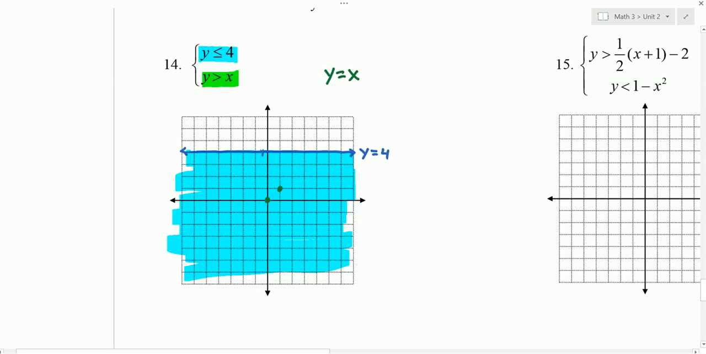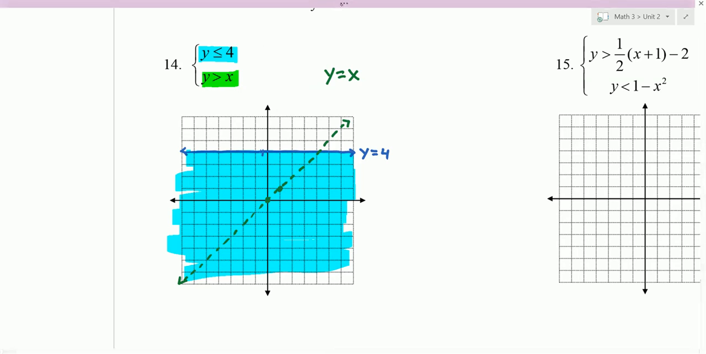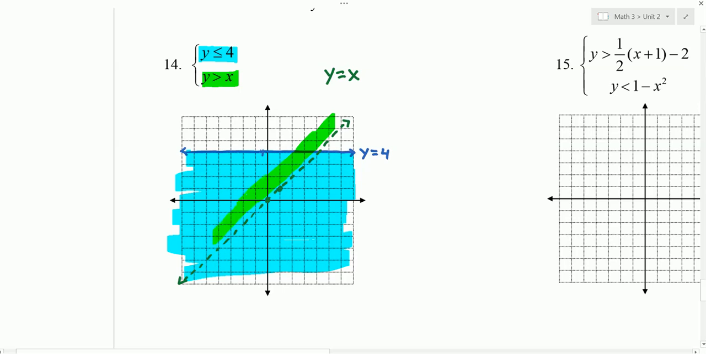But I need to know the boundary line. So I'm not going to do a solid line. I'm going to dash it. Both directions. And we want to shade above this y equals x because it's y is greater than x. So I'm going to take the green and shade above. Okay.